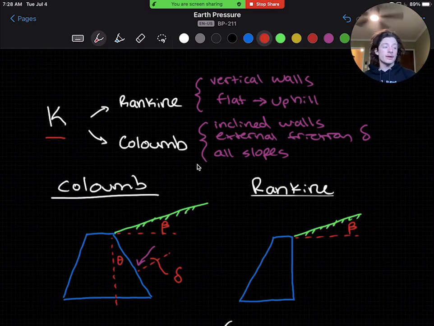I've drawn two diagrams here to show the difference. We have the Coulomb and Rankine. And we'll move forward using Rankine theory because we do have vertical back walls, and the fill is almost always sloping uphill behind the abutments. You can find the equations for Ka, the active earth pressure coefficient, in the EIA Bridge binder, volume 2 for design.